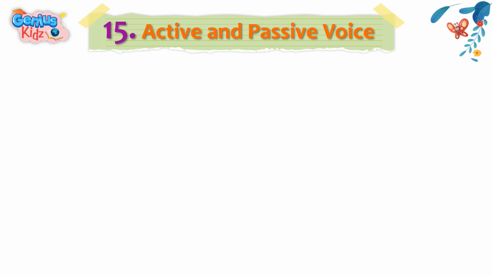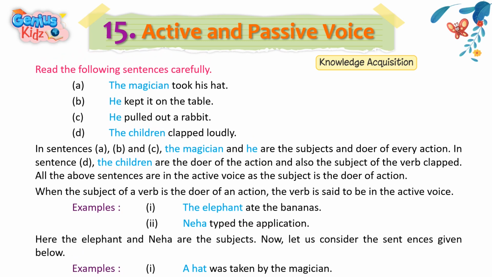Lesson 15. Active and passive voice. Knowledge acquisition. Read the following sentences carefully. A. The magician took his hat. B. He kept it on the table. C. He pulled out a rabbit. D. The children clapped loudly.